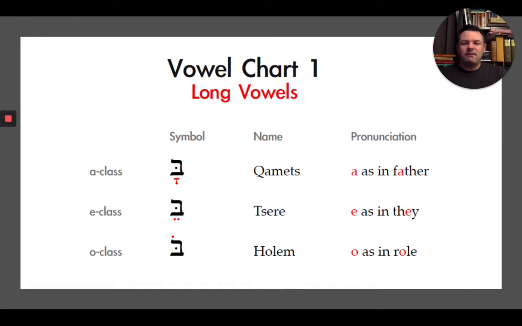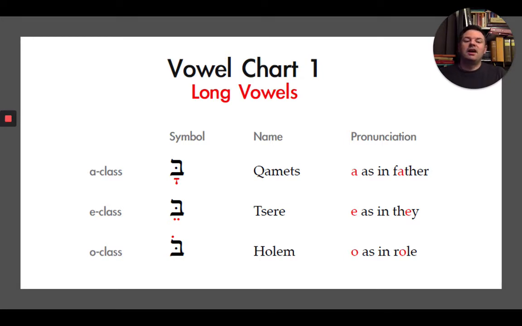When we think about vowels, I'm going to break them down into long vowels, short vowels, reduced vowels, vowel letters, things along those lines. So we're going to learn some different classes of vowels. Three of those classes are A class, E class, and O class. And these are going to be long vowels that we're looking at right here.